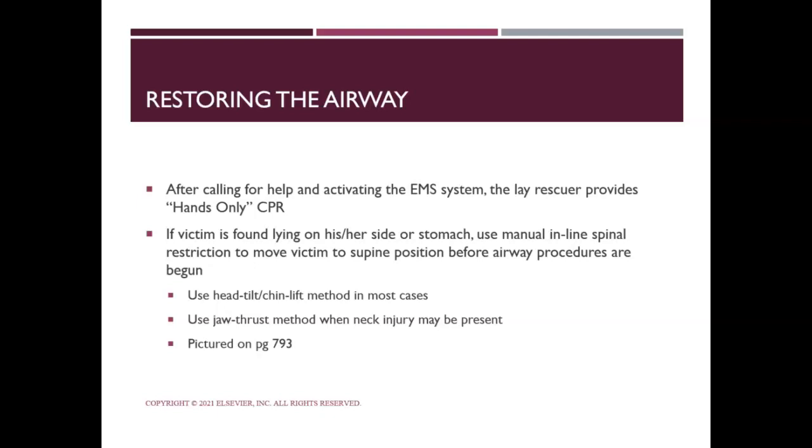If their jaw is broken, you can't do the modified jaw thrust. So if you cannot maintain an airway with the jaw thrust method, regardless of your concerns for the C-spine, you can gently do a head tilt chin lift with that modified jaw thrust to try to get air into the patient's lungs, because again, if they're not ventilating, the likelihood of you getting them out of arrest is slim to none. So you kind of have to pick your battles here and try to do the best you can for your patient.